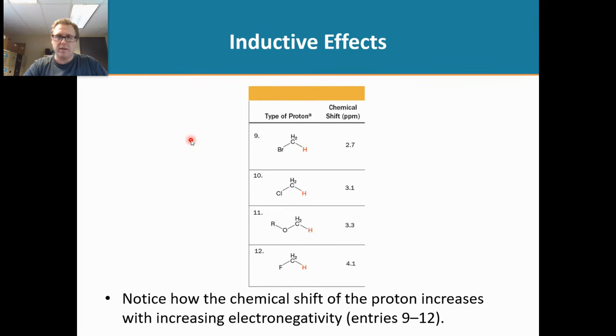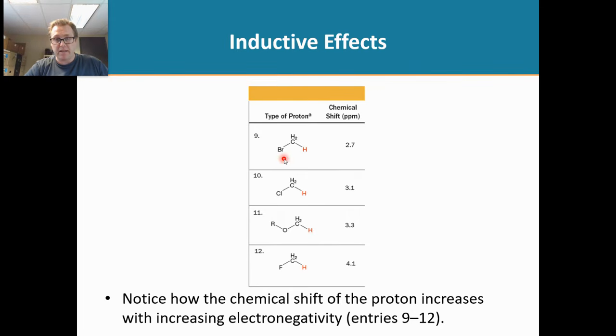Hello class. In this video I want to rehash inductive effects, because we're looking at two reasons that can explain chemical shifts. Inductive effects is one, and the other is anisotropy.